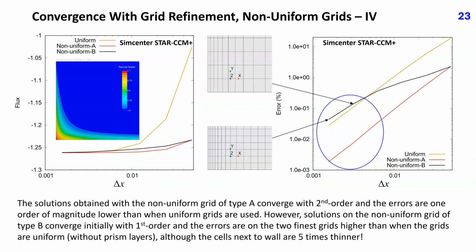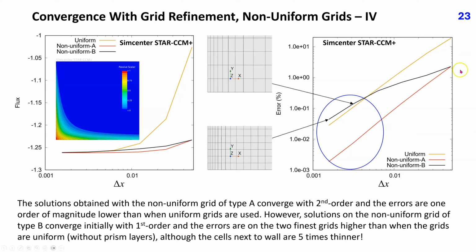This plot shows the variation of the total diffusion flux over the west boundary with grid refinement when Simcenter STAR-CCM+ software, second order upwind scheme for convection, central differences for diffusion, is used with a uniform and two non-uniform grids. The results from a uniform and type A non-uniform grid converge with second order toward grid-independent solution, as can be seen from errors in this plot. The two grids with prism layers along west boundary are identical on the coarser level, so the initial error is the same. However, when the type B grid is used, strange things happen.